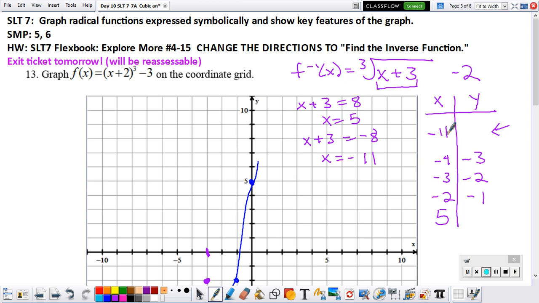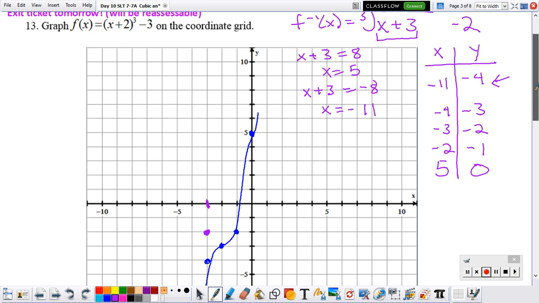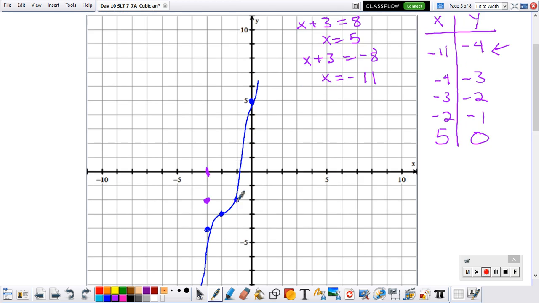If I put negative 11 in for x, negative 11 plus 3 is negative 8. Yay! Cube root of negative 8 is negative 2. And then minus 2 is negative 4. 5 plus 3 is 8. Cube root of 8 is 2. Minus 2 is 0. And so there are my nice points. I had no decimals, which is nice. I didn't need a calculator. I used my brain because we are all smart people.